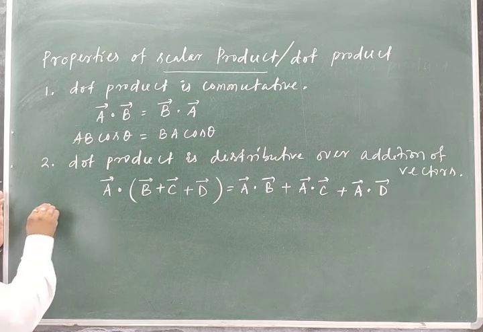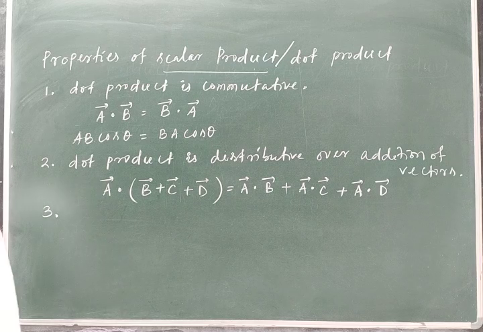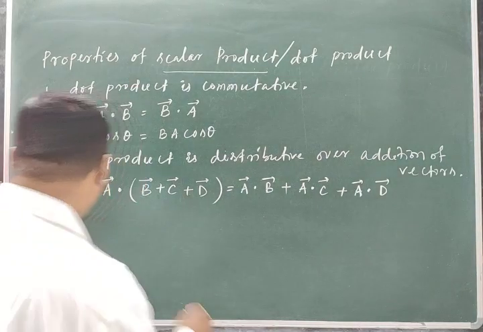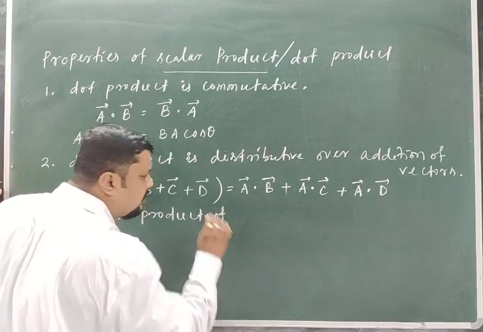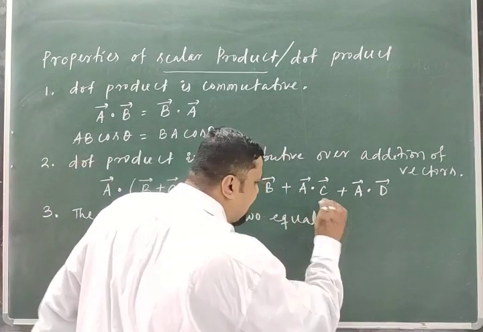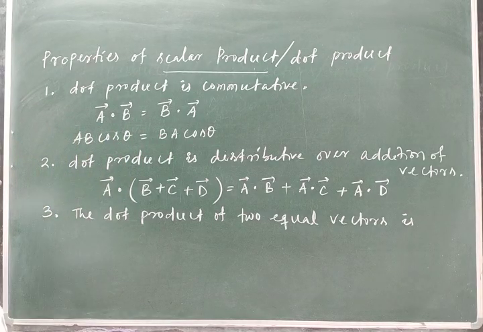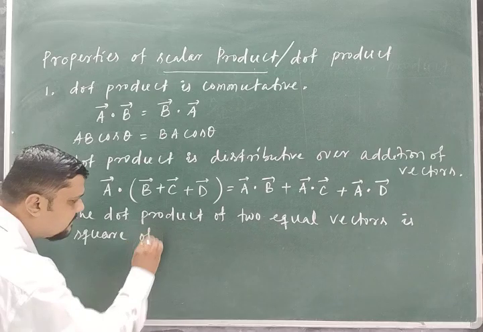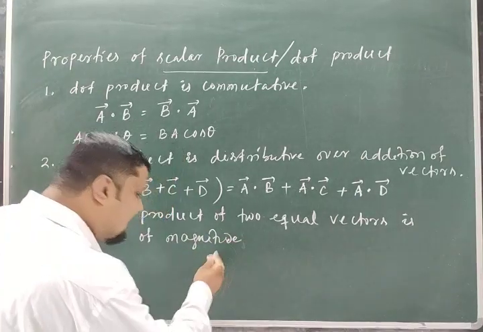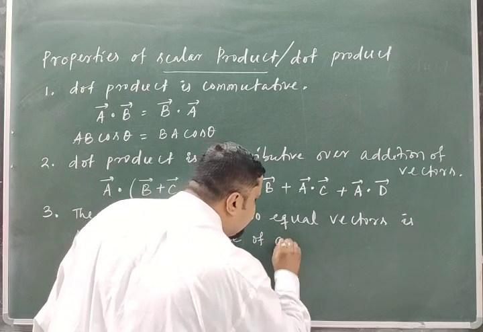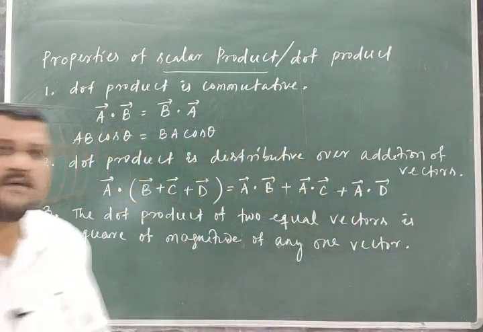Now we go for the third one. The next point is that if we take the dot product of two equal vectors, the dot product of two equal vectors is the square of the magnitude of any one vector. The square of the magnitude of any one vector.